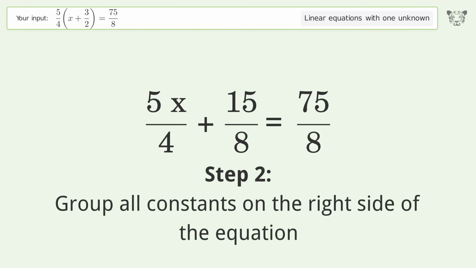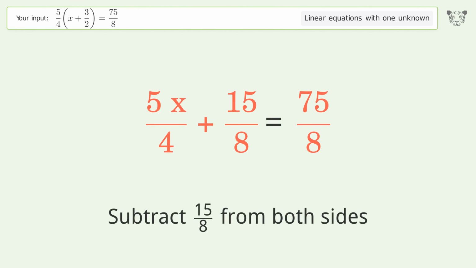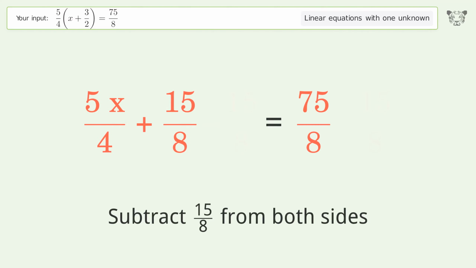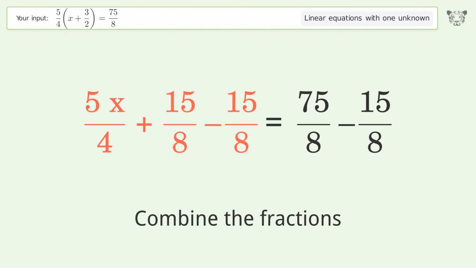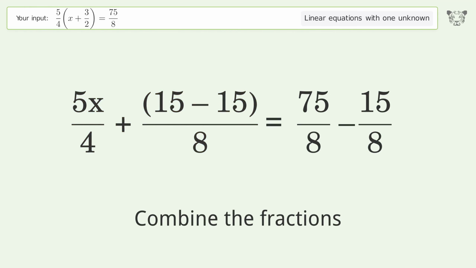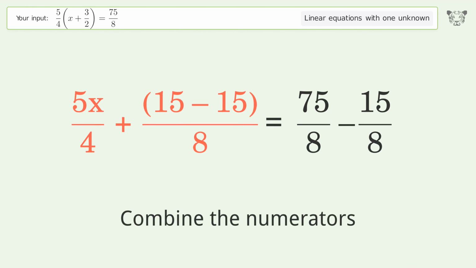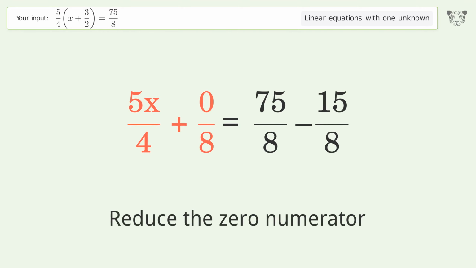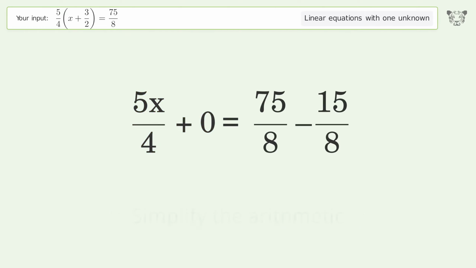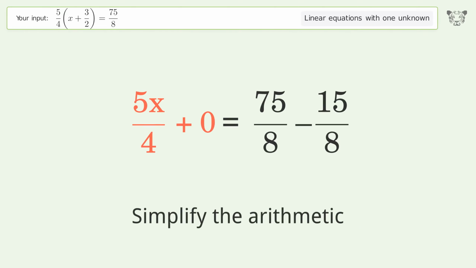Group all constants on the right side of the equation. Subtract 15/8 from both sides. Combine the fractions. Combine the numerators. Reduce the zero numerator. Simplify the arithmetic.